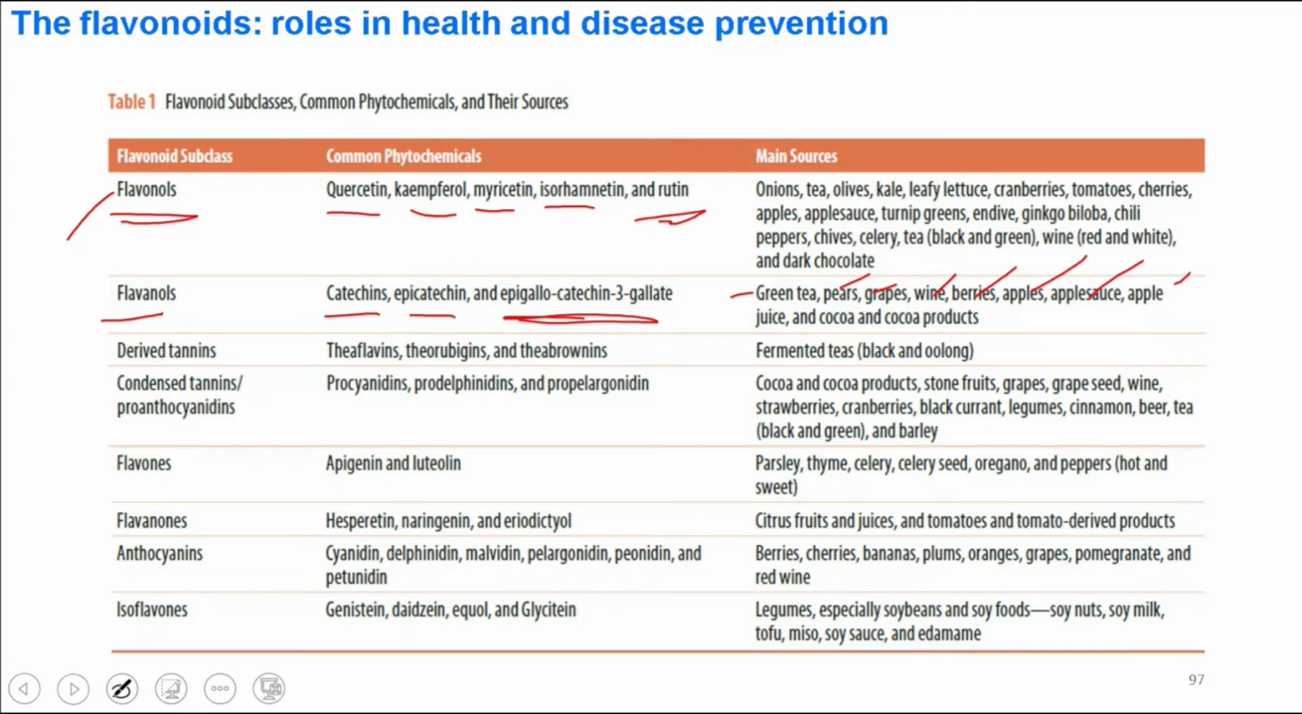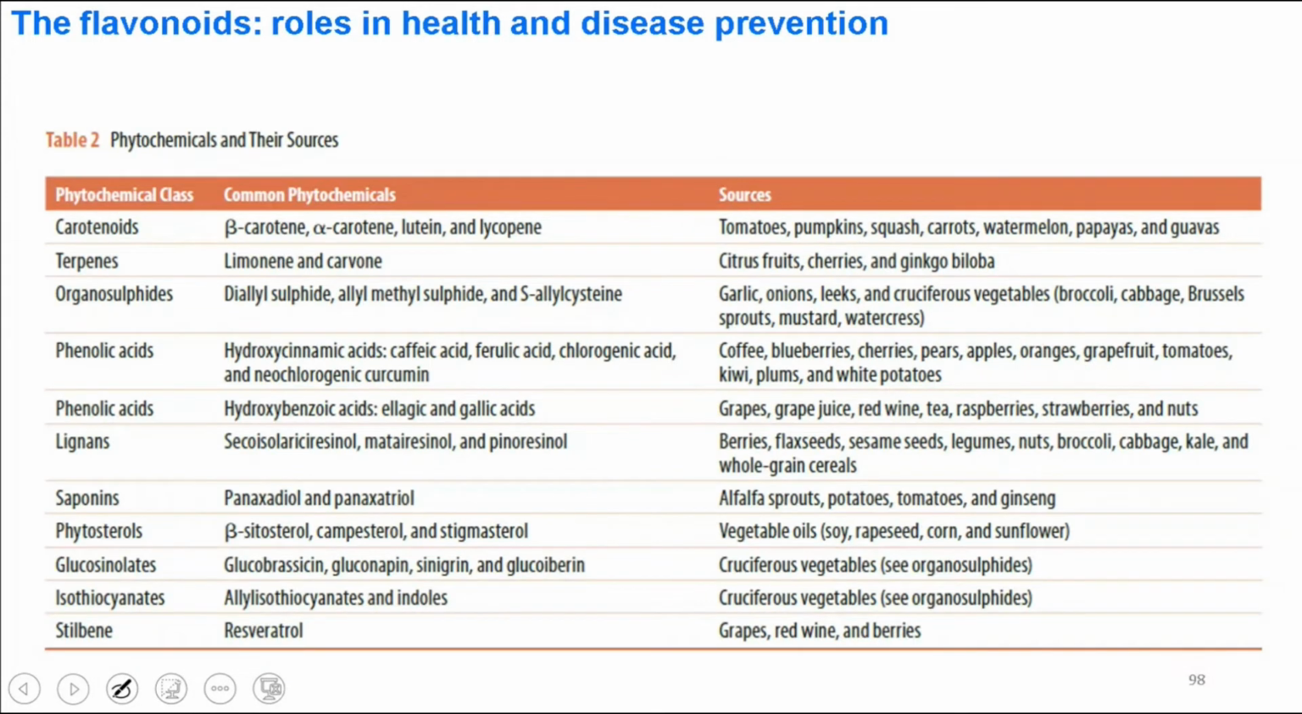And you can see these kinds of functional foods are present excessively in fresh vegetables, leaf vegetables, and also the colored vegetables, which contain a high amount of flavonoids, and colored fruits. Okay, now we are moving forward.